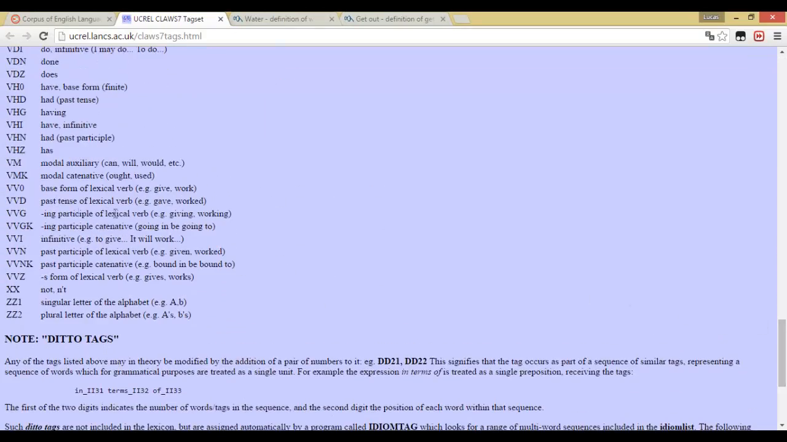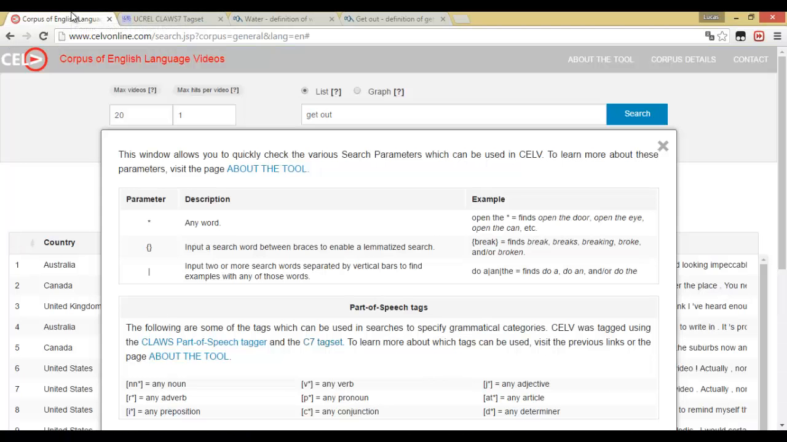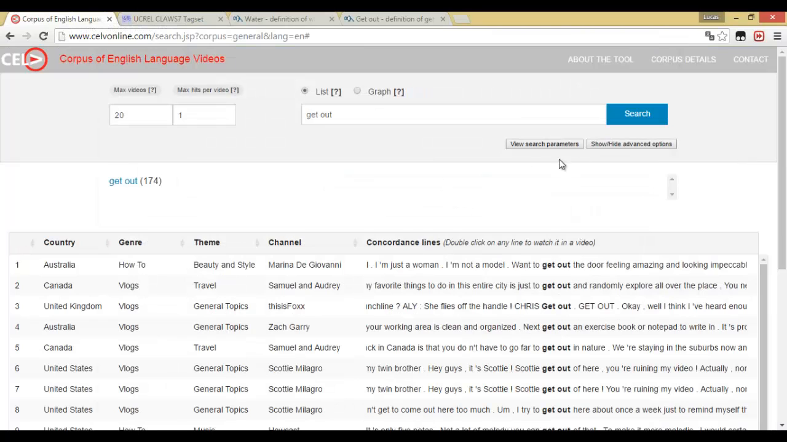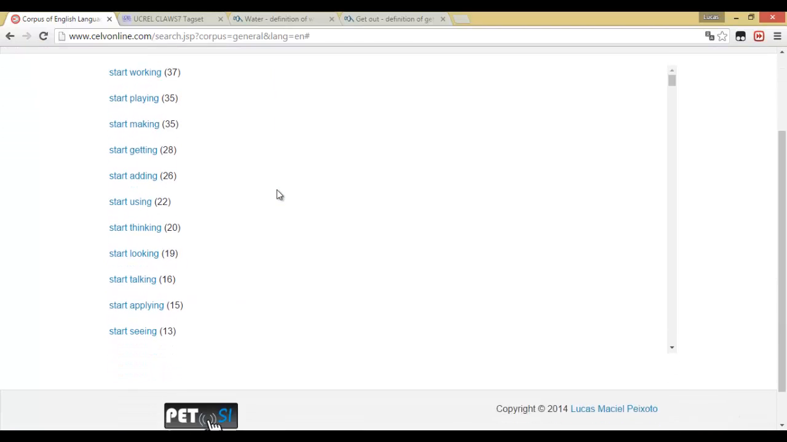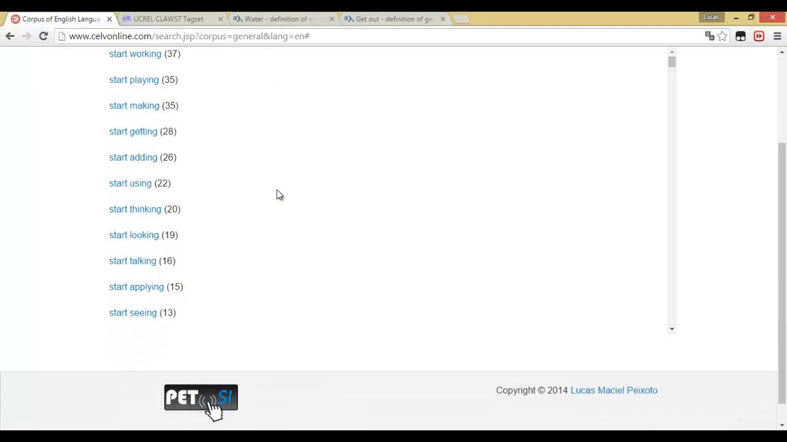The tag set shows that the tag VVG corresponds to any verb in the ing participle form, and the tag VVI corresponds to any verb in the infinitive form. Let's use these tags to find examples of verb patterns in CELV. Searching for start and the tag VVG produces a list of examples of this pattern, which shows that it's very common in the English language with many different verbs.